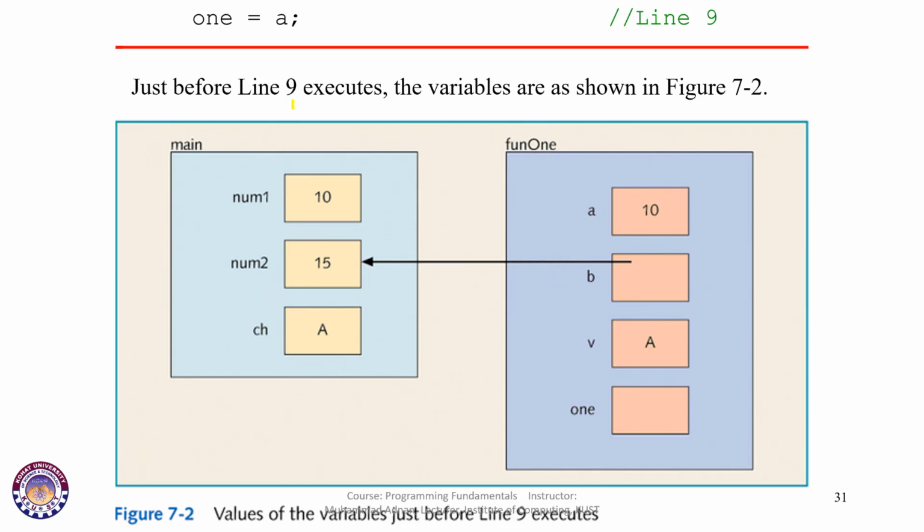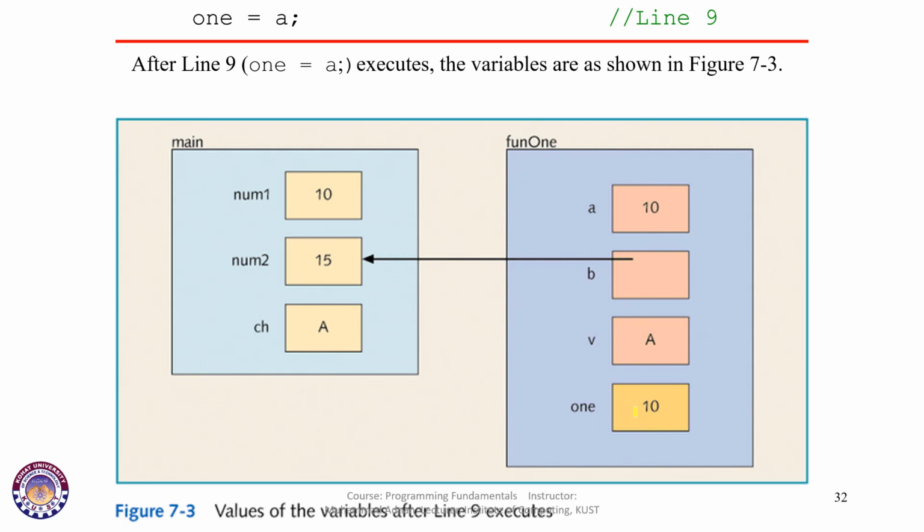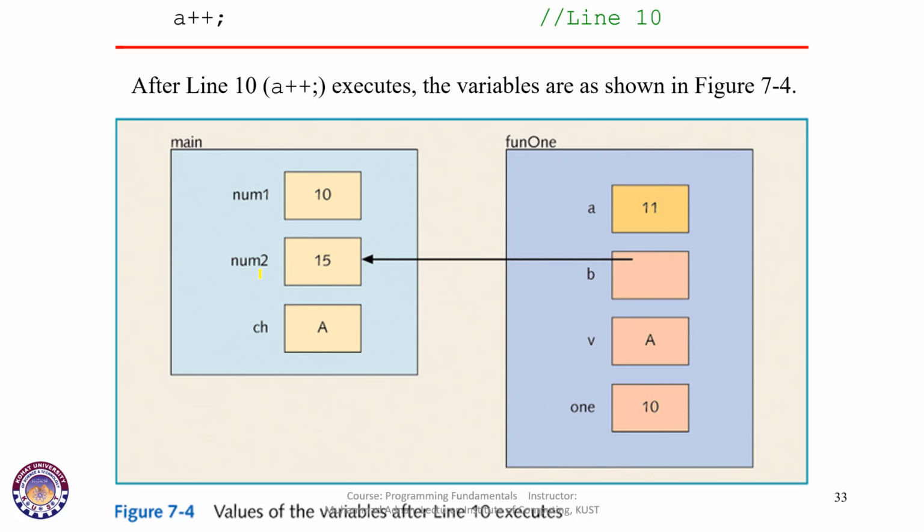So just before line 9 executes, the variables are as shown in figure 7.2. So here is function 1 where a gets the copy of 10, then b gets the address of num2, and v gets the copy of ch, and l has nothing so far. After that we initialize l to 10. So here you can see num2 and b are pointing to the same location. So changes made by b will also be reflected in num2.